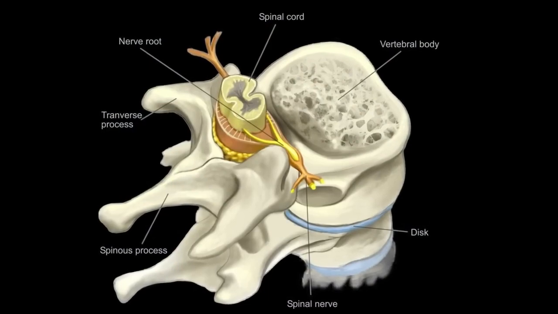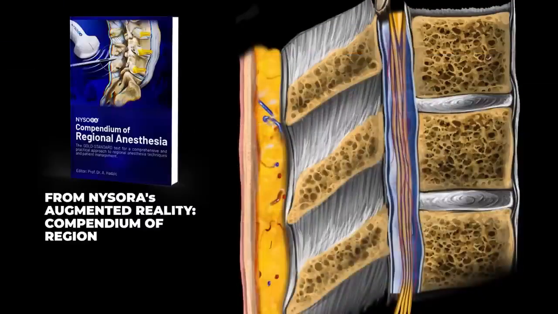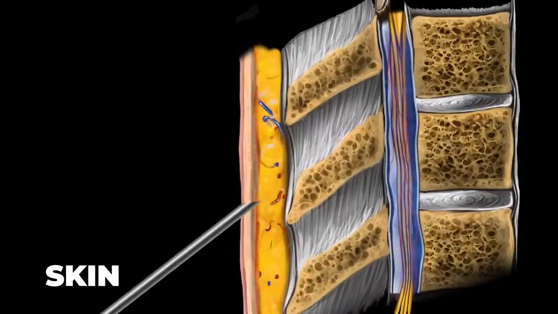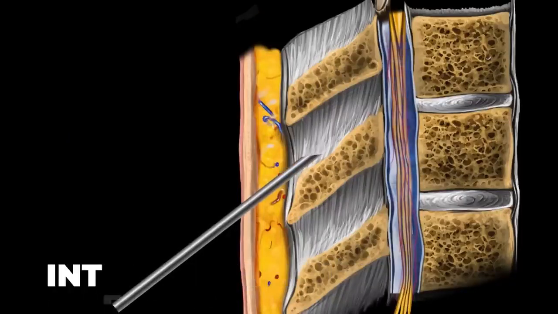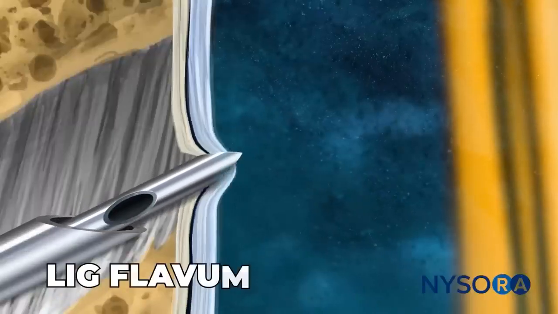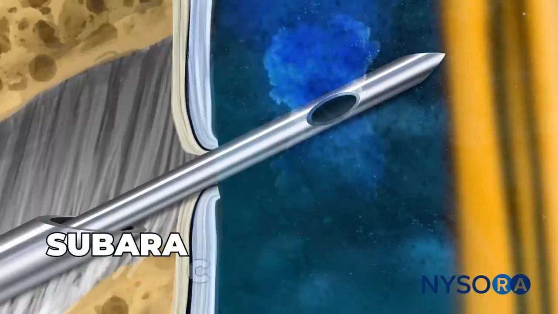Before we get there, let's quickly review the anatomical structures the needle is passing through when performing a midline approach to spinal anesthesia or lumbar puncture. For this, we're going to use Nysora's augmented reality animation. Let's see this. The needle first goes through the skin, then through the subcutaneous tissue, then through the supraspinous ligament, then through the interspinous ligament, ligamentum flavum, and finally the subarachnoid space once it passes through the dura.